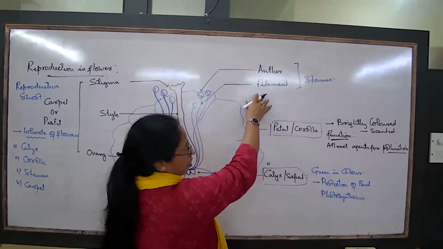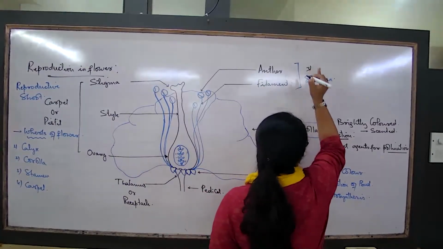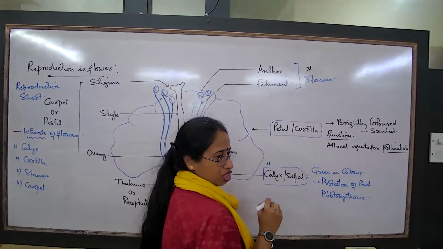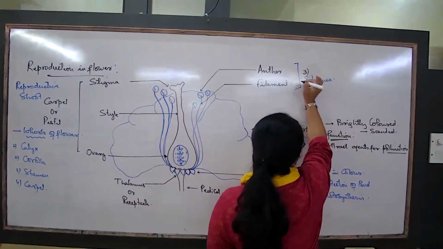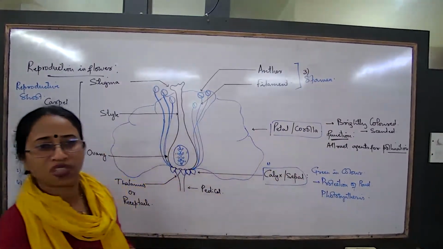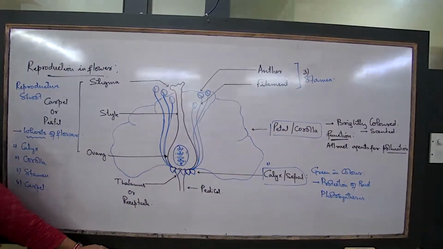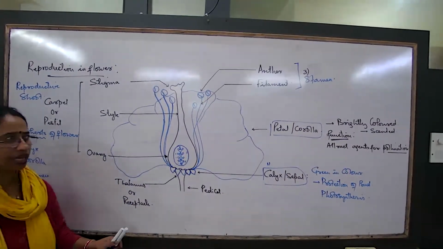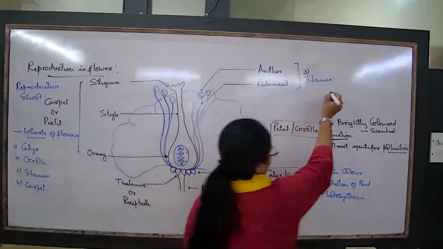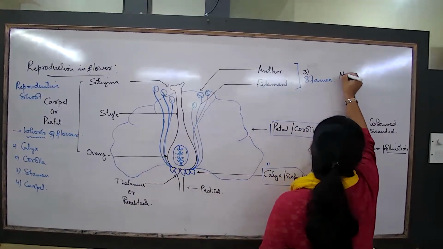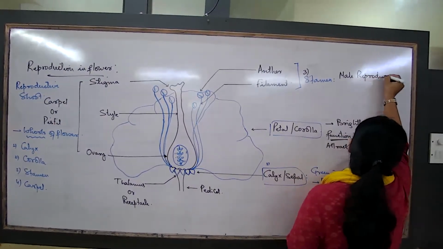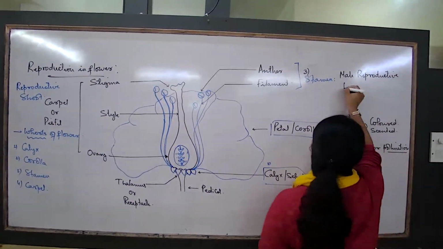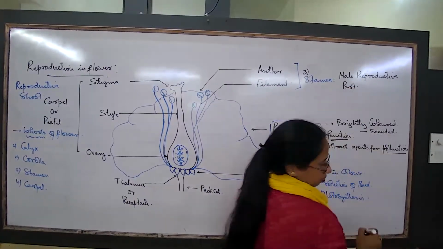We are talking about now the third part. What is the third whorl known as? The third whorl is known as the stamen. What are the parts of the stamen? To remember, the parts of the stamen are anther and the filament. Name the components of stamen, anther and filament. What is stamen? It is the male reproductive part of the flower.